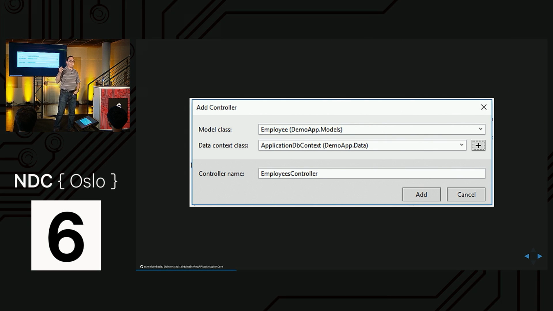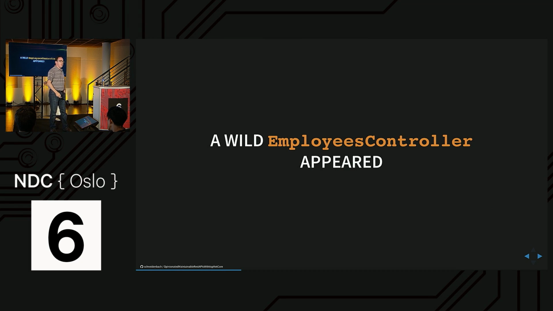So then you get a nice, handy little dialog box that says, pick your employee, pick your application DB context you're using, and then say the name of the controller, right? It's that simple. And then you'll hit OK, and ASP.NET and Visual Studio actually will go through and scaffold up those controllers. It'll make one for you. And then you've got yourself a wild employees controller, and it's appeared in your solution, and it's awesome, right? Because it's got a bunch of stuff.